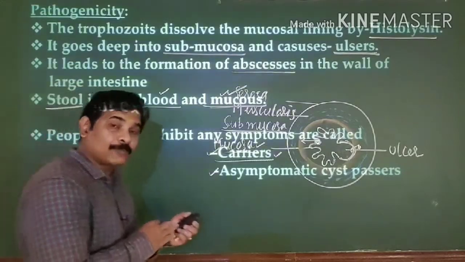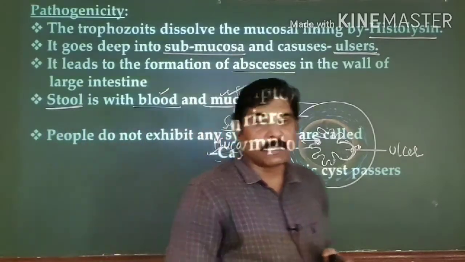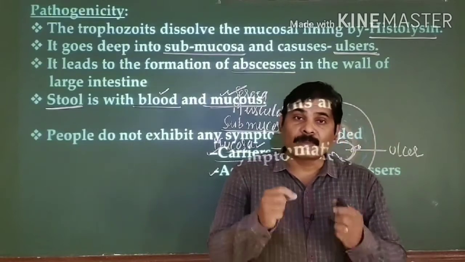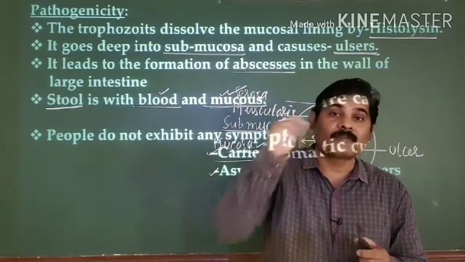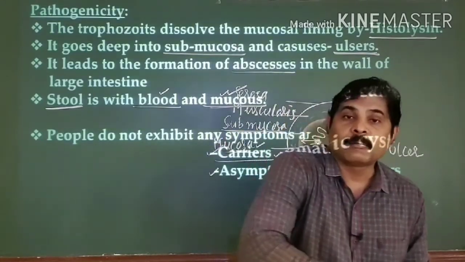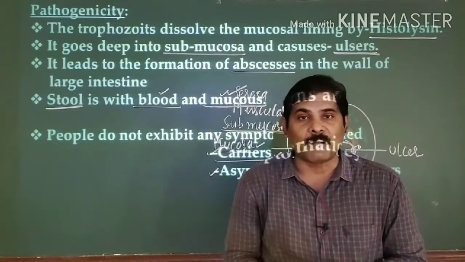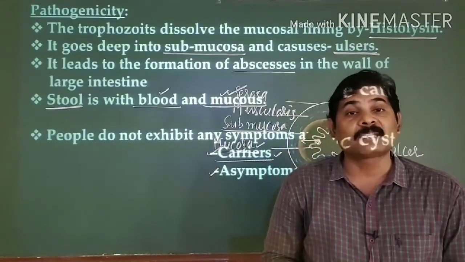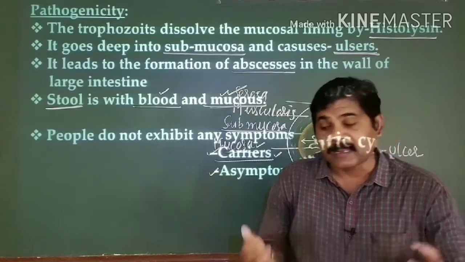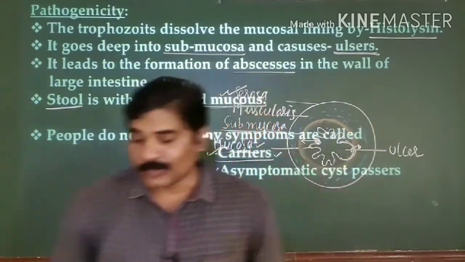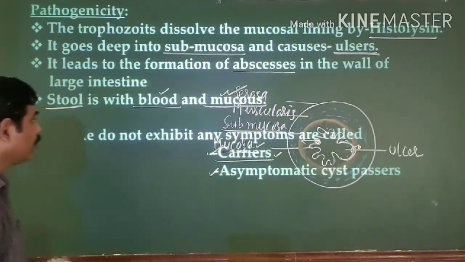Right. Then when I explained the life cycle of the parasite, I said that in some peculiar cases this parasite comes out of the alimentary canal and migrates to the various body parts, which we call extra-intestinal migration. Okay, finally it leads to secondary amoebiosis also. That I will explain now in detail.